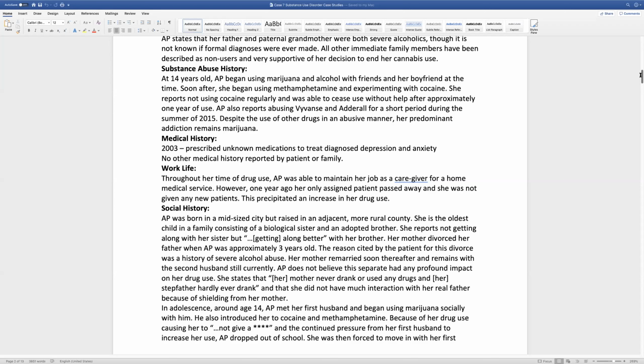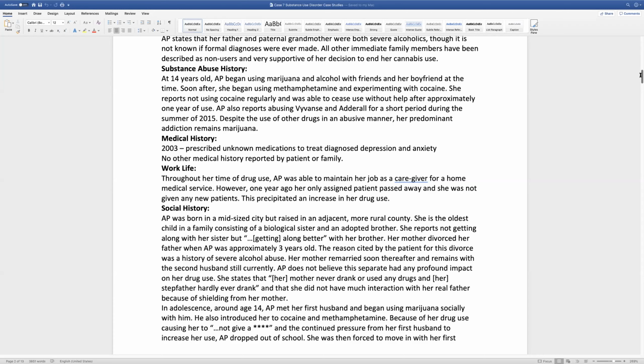Her mother divorced her father when AP was probably 3 years old. The reason cited by the patient for this divorce was a severe history of alcohol abuse. Mother remarried soon thereafter and remained with the second husband currently. AP does not believe this separation had any profound impact on her drug use. She states that mother never drank or used drugs and that her stepfather hardly ever drank, and she did not have much interaction with her real father because of the shielding from her mother.